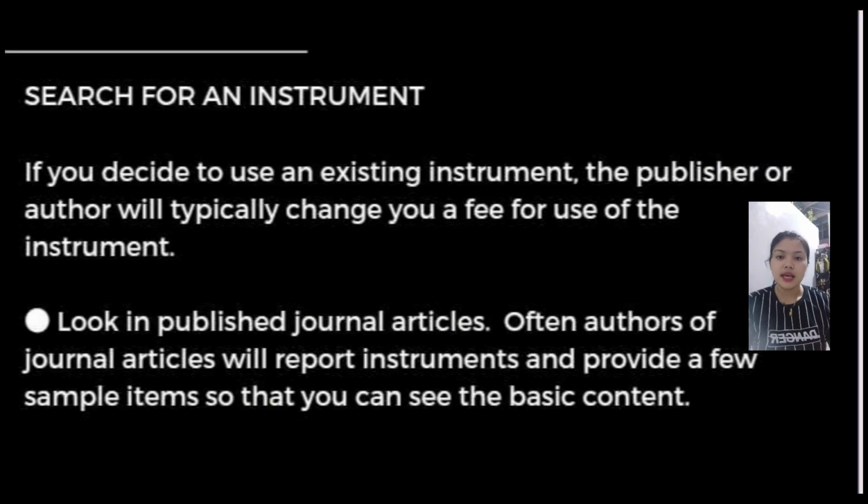So next, if you choose to use an existing instrument, you may need to pay a fee to the publisher or author for the right to use the instrument. Using an existing instrument often involves contacting the publisher or author and negotiating a fee for its use. This fee compensates the publisher or author for the development and distribution of the instrument. So, overall, by using an existing instrument, you can save time and effort. Researchers should be prepared to incur costs associated with obtaining the necessary permissions for its use.